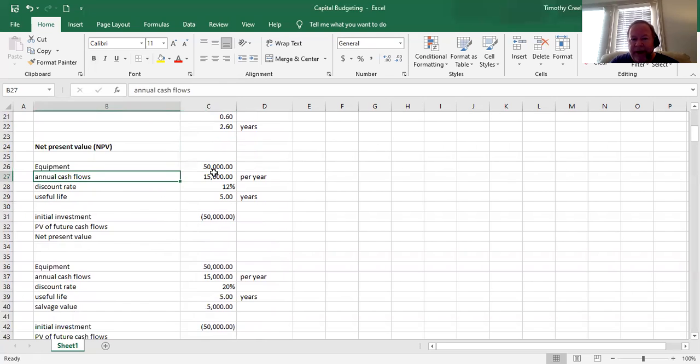And it's going to give us annual cash flows of 15,000 per year. Again, with net present value, like all of the methods we're looking at here, it uses cash flows. And then let's say we had a discount rate of 12%.